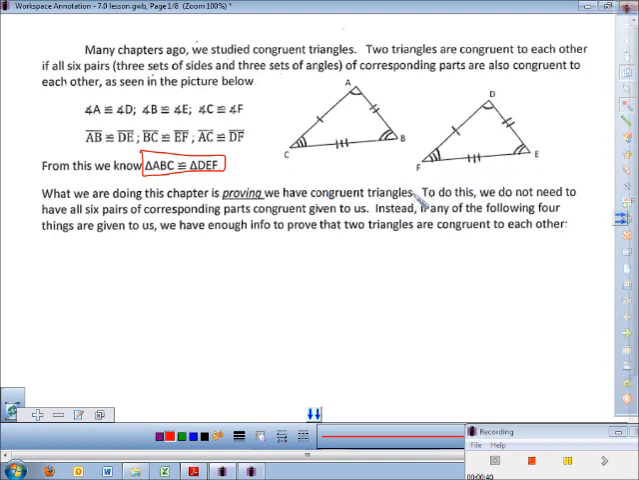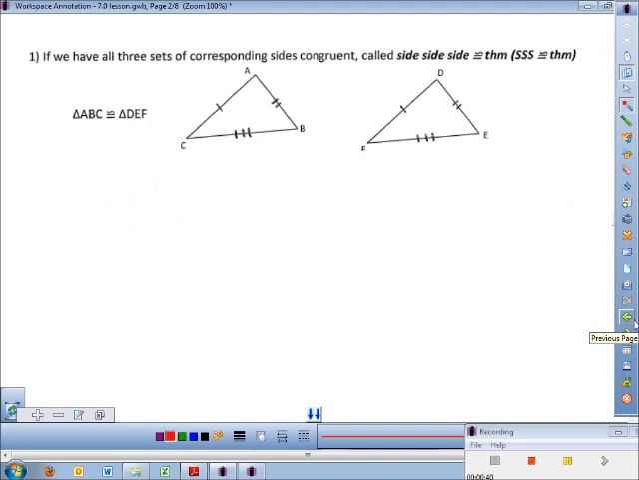Well, what we're going to do is prove that we have congruent triangles this chapter, and to do this we don't need to actually have all 6 pairs of corresponding parts congruent. There's 5 total ways we're going to be able to prove triangles congruent. Today we're going to learn 4 of them, and let's just go through those on this front side of this worksheet. So here's 4 of the 5 ways we'll learn how to prove that we have enough information that triangles are congruent.